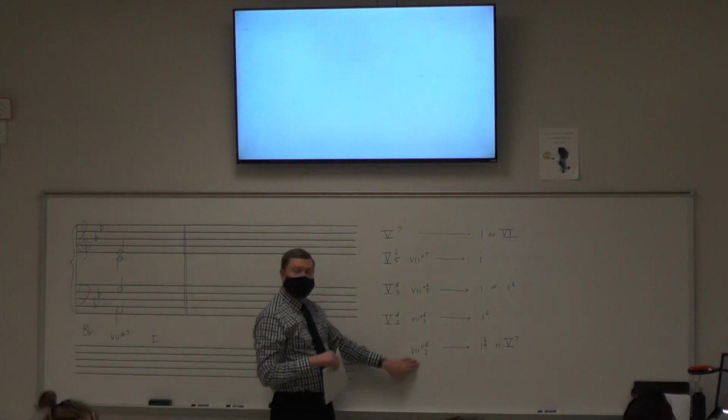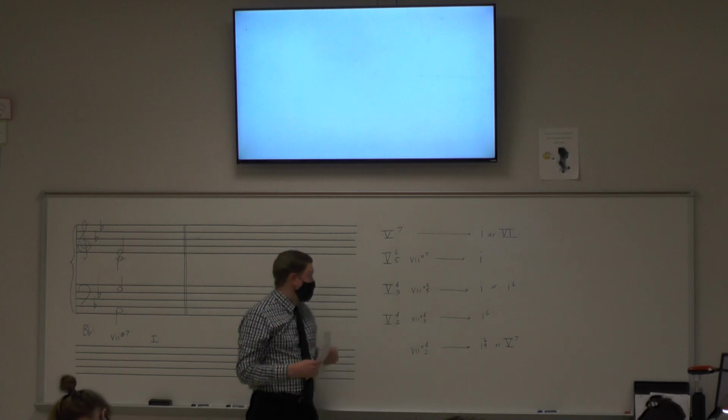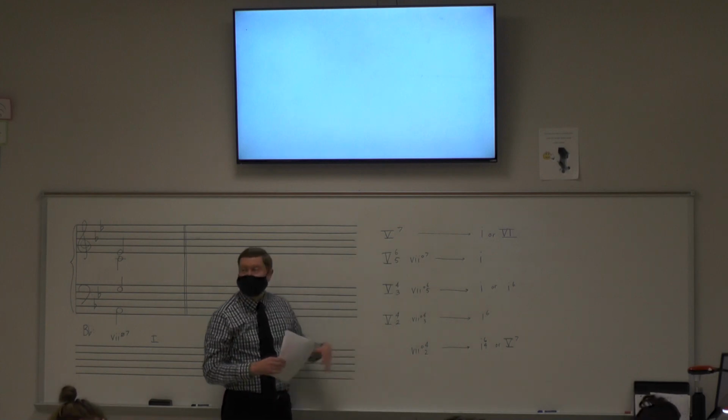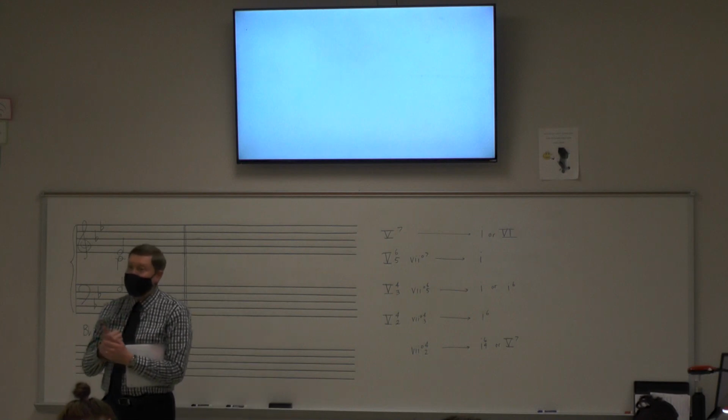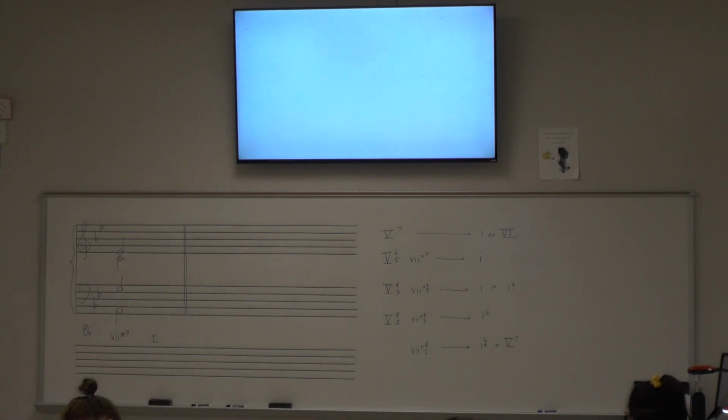Now, with vii7 chords, we're back to 2 tendency tones again. And they're the same tendency tones that the V7 chord has. Ti of the key, which likes to go up by half step, and the 7th of the chord, which goes down by step. Opposite directions.